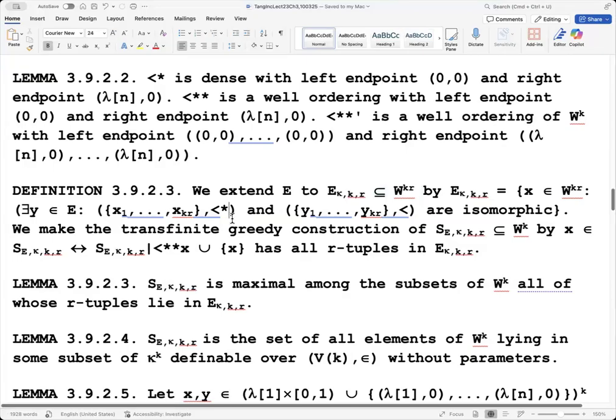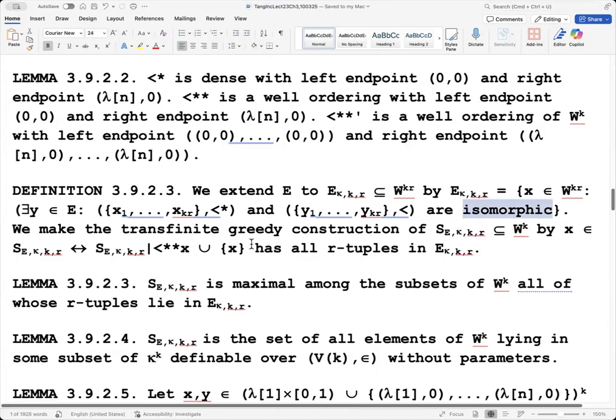In other words, it's a set of KR tuples which are order equivalent to one in the place where E lives, which is the rationals in minus 1, 1. And instead of talking about order equivalents in two different orderings, I just bring it down to isomorphism, which is a nice way to say the same thing.